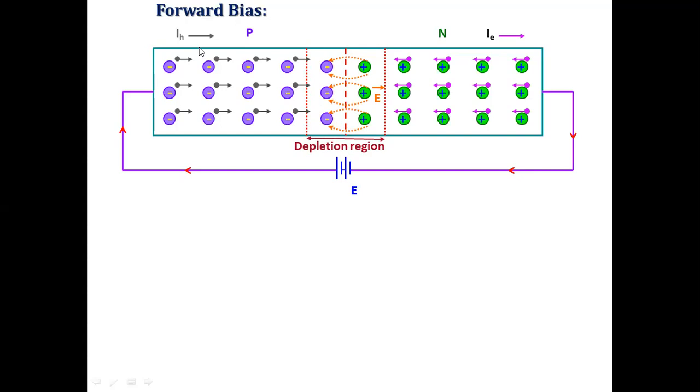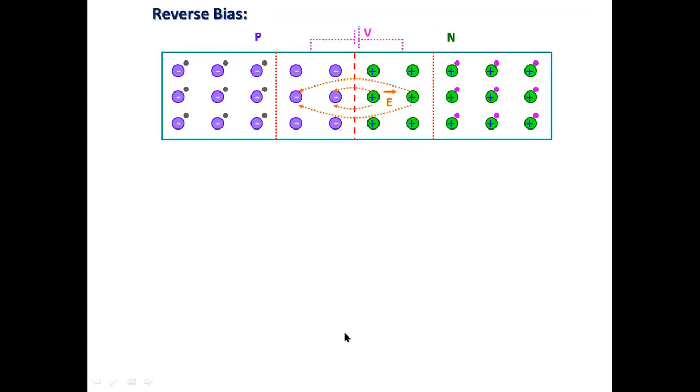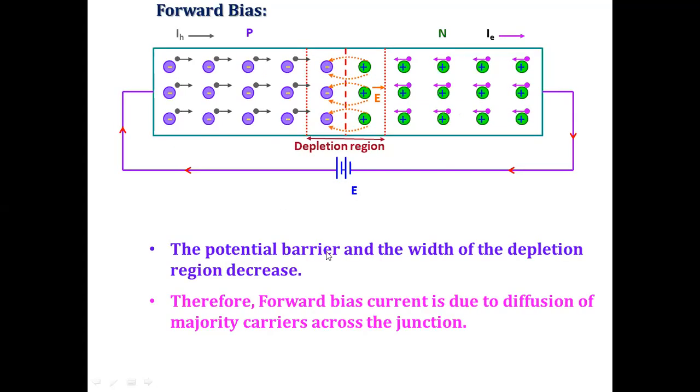That is called forward bias. So to do the forward bias, positive supply should be given to the P type of semiconductor and negative supply should be given to the N type of semiconductor. Is it clear? Does anyone have any doubt in this?